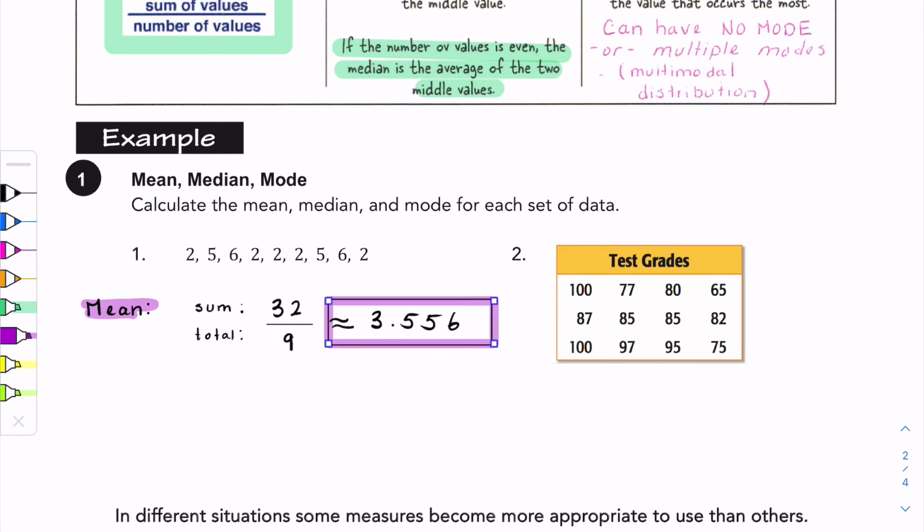Next, let's look at the median. The median is when you organize your numbers from smallest to largest. When we do that, we would have 2, 2, 2, 2, 2, 5, 5, 6, 6. And for the median, we would eliminate numbers until we get to the middle number. So in this case, your median is 2.